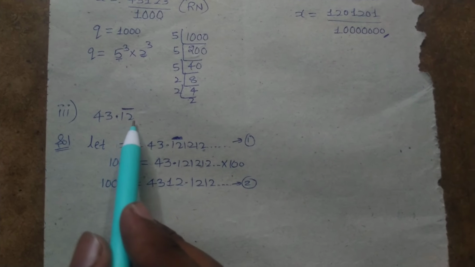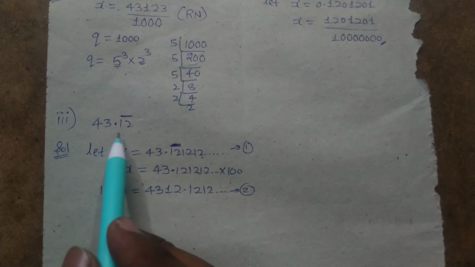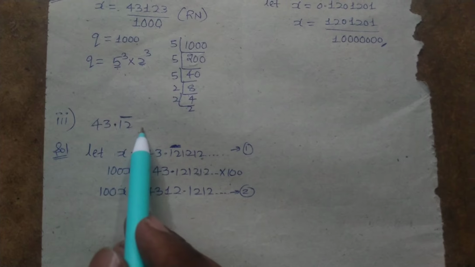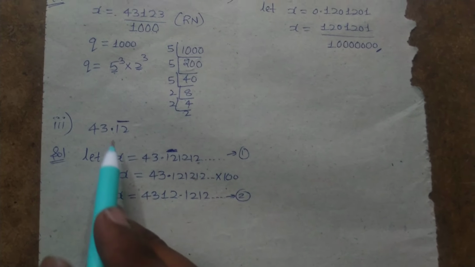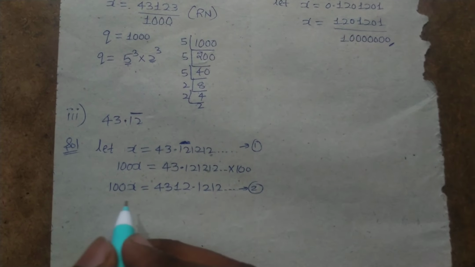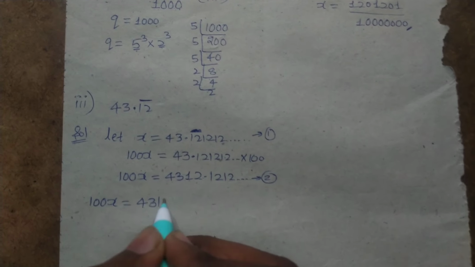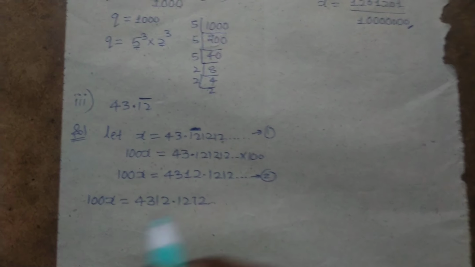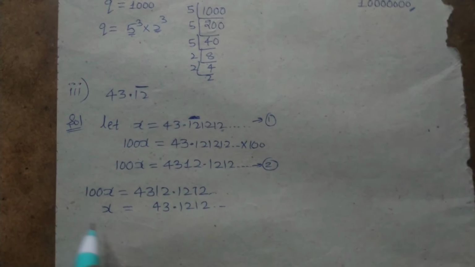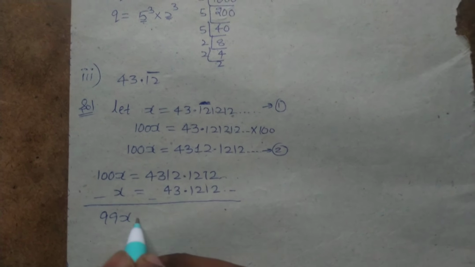Here the periodicity is 2, so that's why after the point the bar is on 2 decimals, so you have to multiply with 100. Suppose after the point there are 3 decimals, you have to multiply it by 1000. Suppose after the point only 1 decimal, you will multiply it by 10. Got it? So now you just subtract 2 minus 1. What is 2? 2 is 100x is equal to 4312.1212 and so on. Next, x is equal to 43.1212 and so on. Just subtract them. If you subtract these two, you will get 99x is equal to this one. How much?